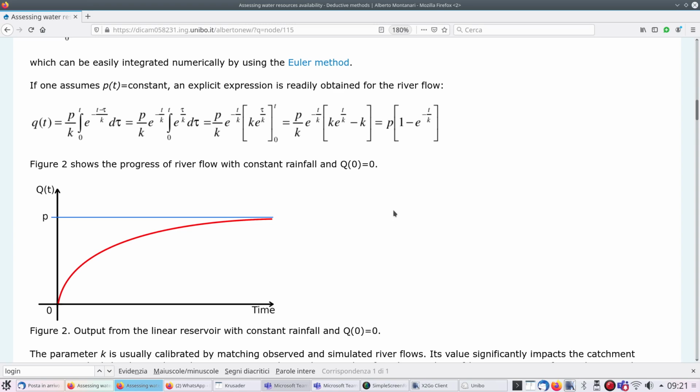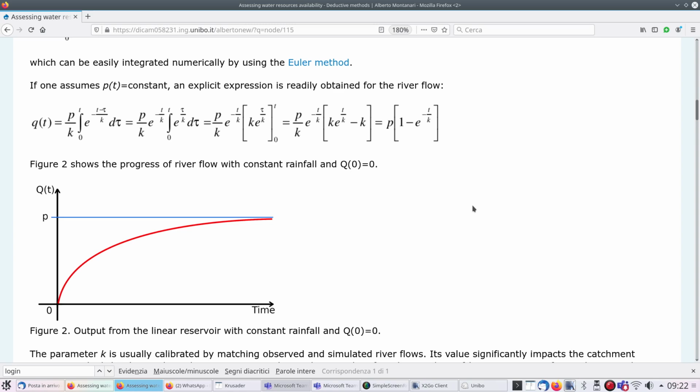Do remember that when we say rainfall in the linear reservoir, it's flow of rainfall, so rainfall intensity, which is in terms of units a length over time, is multiplied by the catchment area to get this lowercase p.